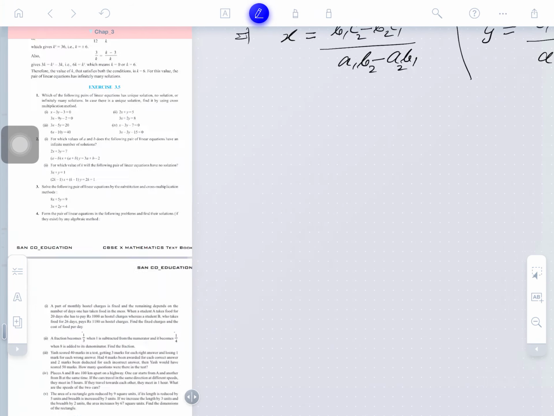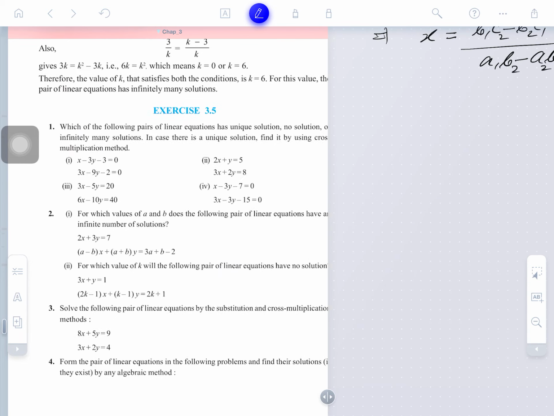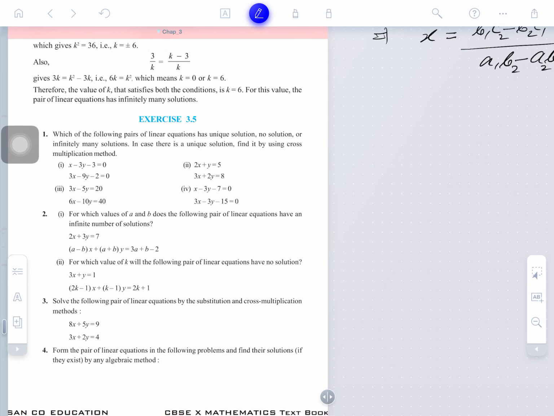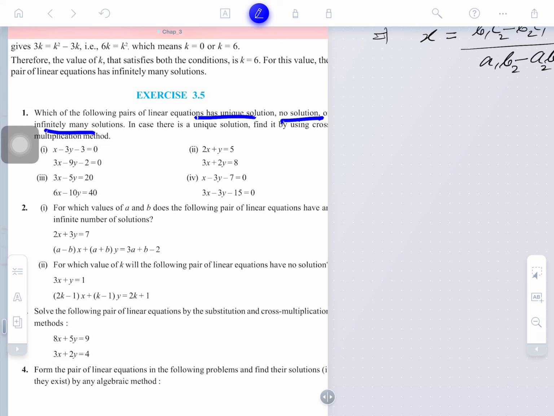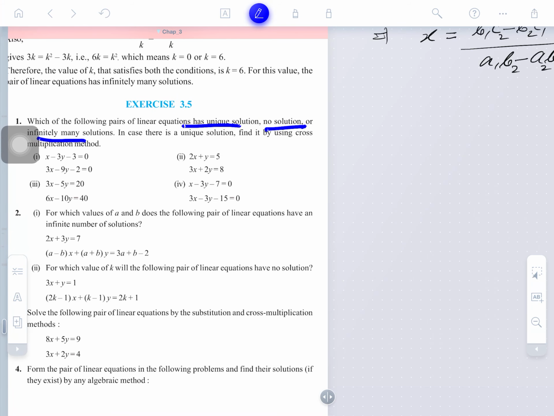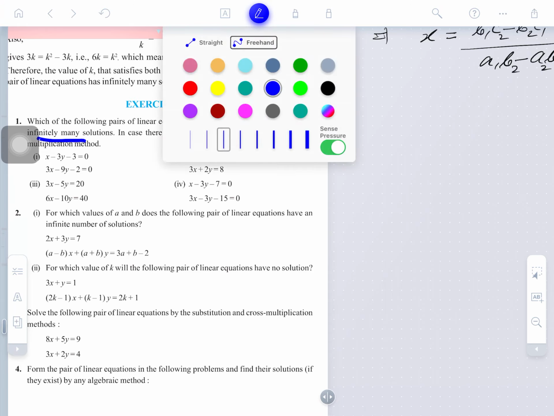An example I am solving here. See what the question is saying: which of the following pairs of linear equations has a unique solution, no solution, or infinitely many solutions? Find it by using the cross multiplication method. If the unique solution condition is found in the equations, then you have to solve by this; otherwise there is no need to solve.